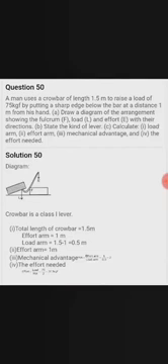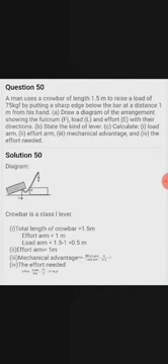A man uses a crowbar of length 1.5 centimeter to raise a load of 75 kgf by putting a sharp edge below the bar at a distance 1 meter from his hand. Draw the diagram of the arrangement showing the fulcrum, load, effort with their direction. State the kind of lever, calculate load arm, effort arm, MA and the effort needed.